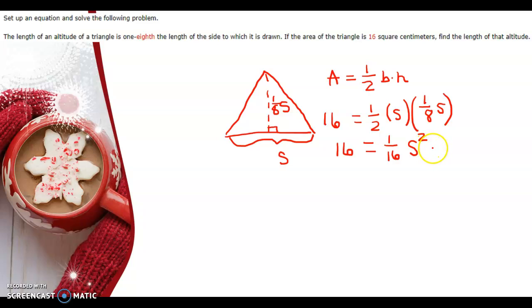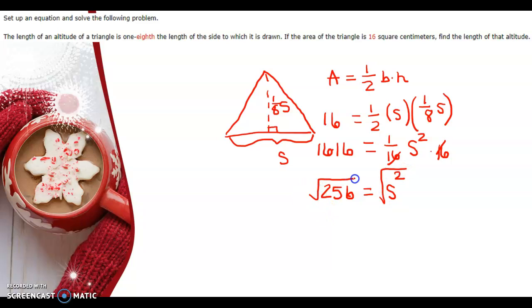So the S squared is being multiplied by 1/16. That means we need to divide by 1/16. That's the same as multiplying by its reciprocal. So I'm going to multiply both sides of the equal sign by 16 so that those cancel. And now I have 16 times 16 is equal to S squared. The opposite of squaring something is to square root.